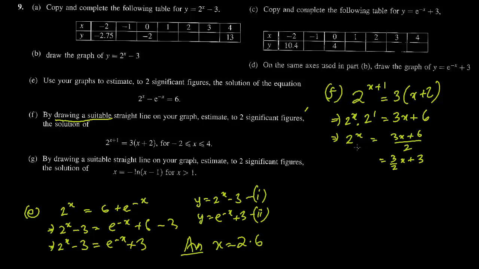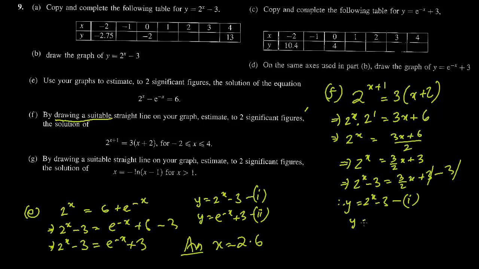Now in order to match this, since it's going to be a point of intersection with a suitable straight line, and we have to plot that line, what we can do is subtract 3 from both sides so that it matches. I need 2 to the power x minus 3 on this side, and 3 by 2x plus 3 minus 3 on the other side. The first equation is y equals 2 to the power x minus 3. This is equation 1, the one that we have already plotted. And the equation of the line is y equals 3 by 2x. This is equation 2. Now we have to plot this.